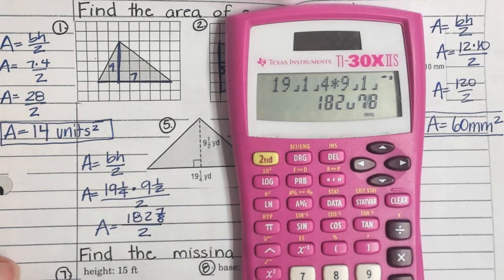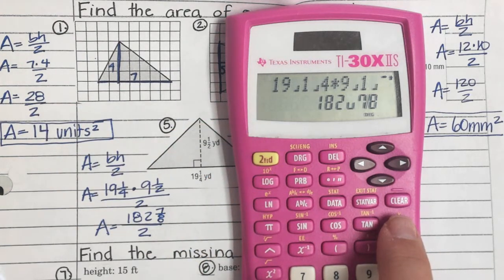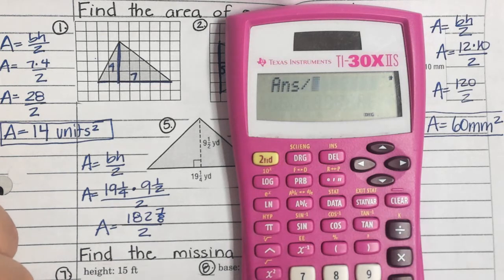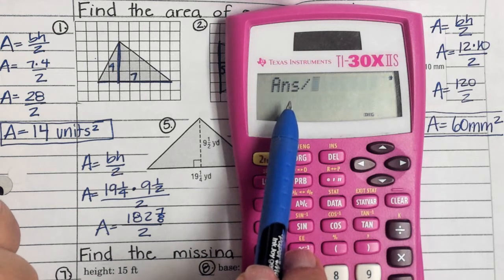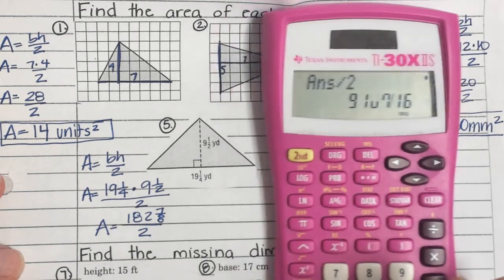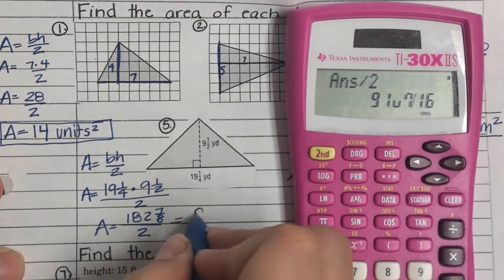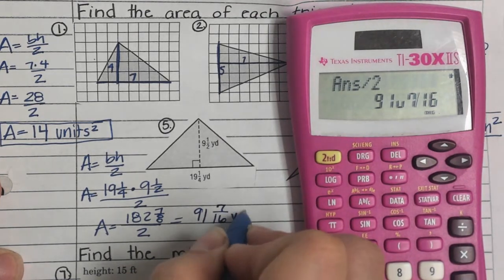Okay? Now, watch what happens. I have not cleared my calculator, but the last thing I hit was enter or equal, so it gave me the answer to that problem. I'm not clearing my calculator. I'm going to come over here because I know I'm not done at this point. I still got to divide by 2. So I'm going to hit divide. And what this means is it's taking whatever answer I just got, ANS stands for answer, divided by 2. Hit enter again, and now you have your answer. So that would be 91 7/16, and that is yards squared.